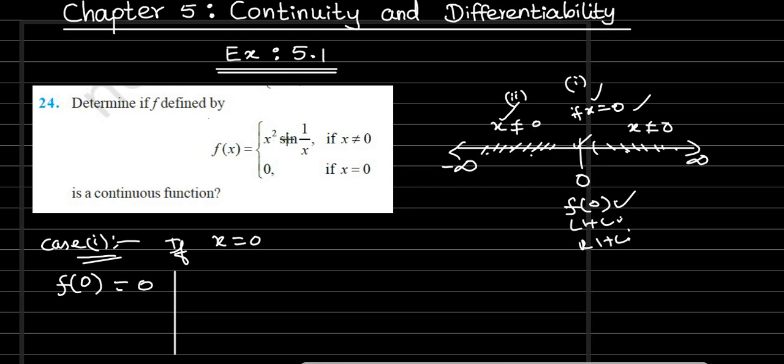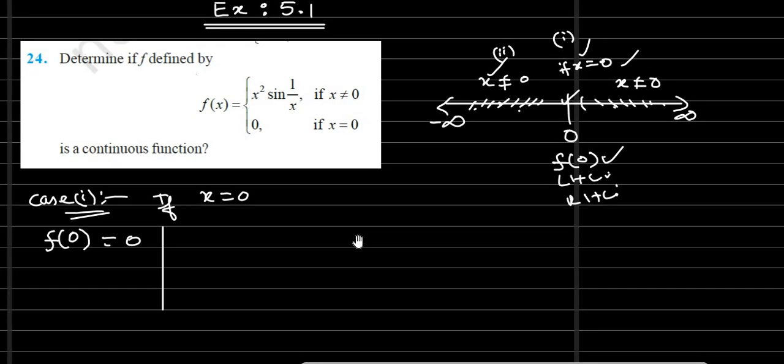And here you can notice that we have x square sine 1 by x. So what I'm going to do is, we know the range of the sine function. Using that, I'm going to get the left hand limit and right hand limit together. What are the minimum and maximum values of the sine function? Minus 1 to 1. So minus 1 is less than or equal to the sine function.